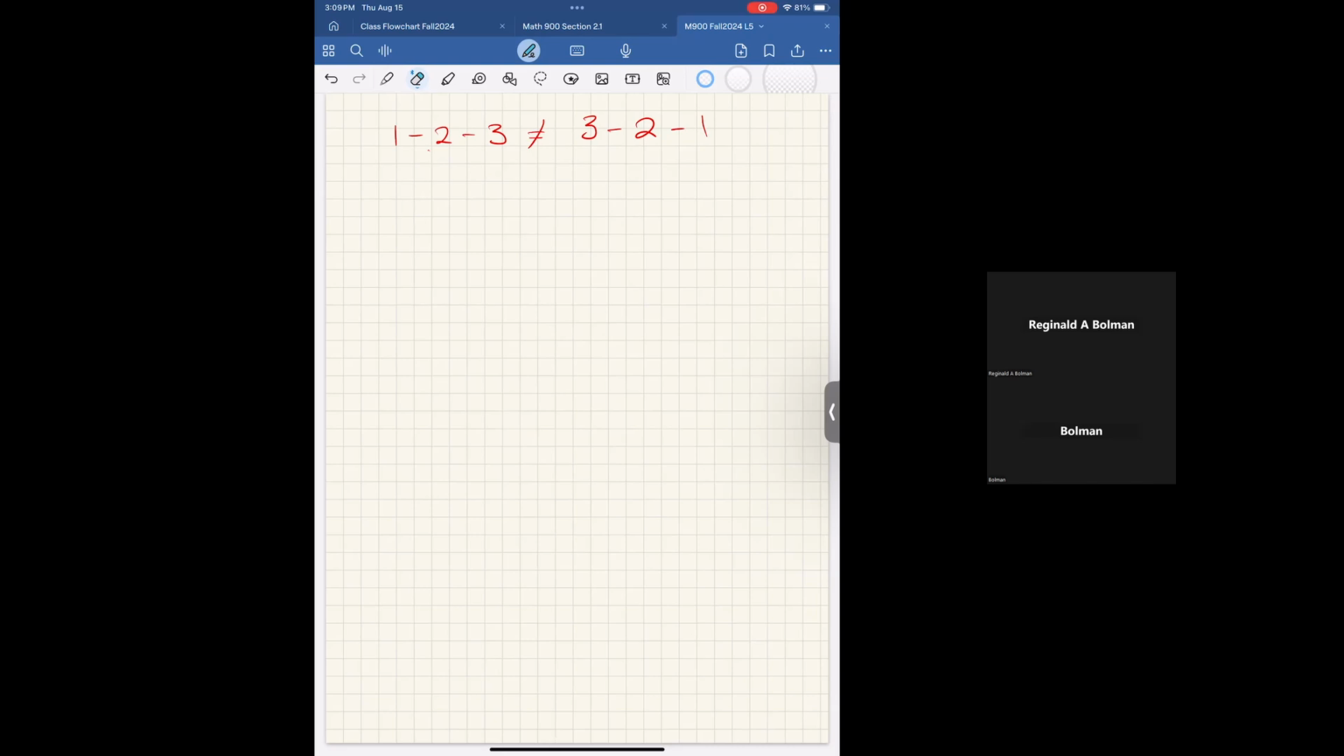The same thing is true for division. Like, you can't obviously take 1 divided by 2 divided by 3 and just switch the order of these and get the same thing. Okay, these would definitely not be the same quantity at the end of the day.